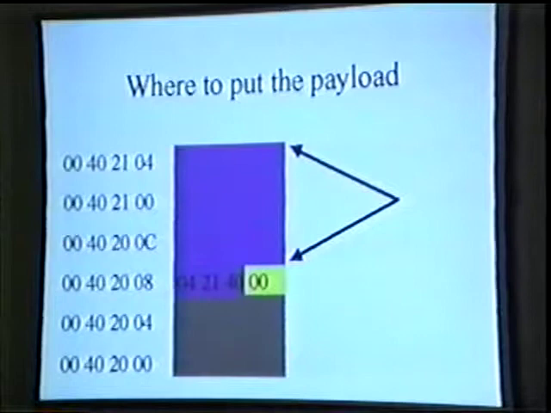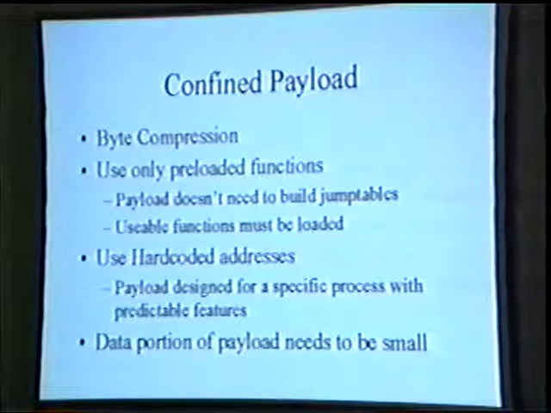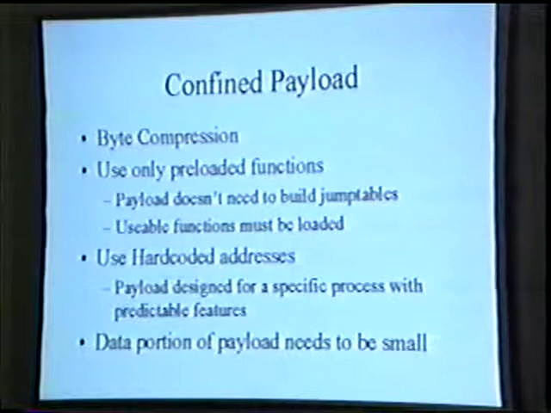So with that confined payload, we might have to pull certain tricks, such as compressing our payload and then decompressing it somewhere else. Another one is to use only functions which have been preloaded into the process that we're exploiting. In a process, there's a whole bunch of functions which are already loaded, DLLs with exported functions that have been built into the import table. They're all out there in memory, just waiting for us to use them. There's no reason that we have to write our own code if the code's already there. We just need to jump to it. So if we use only preloaded functions, we reduce considerably the size of our payload.